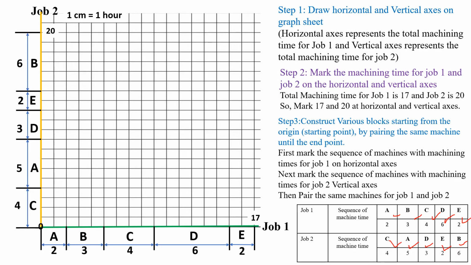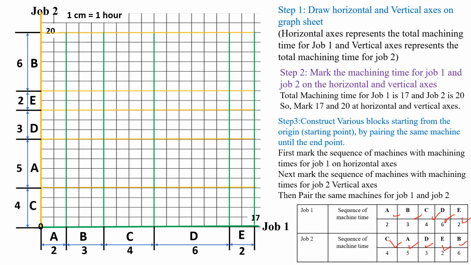Next, to construct the various blocks by pairing the same machines for job 1 and job 2. For this, first we have to draw the vertical lines for various machines at their respective machining times for job 1. Similarly, we have to draw the horizontal lines for the various machines at their respective machining times for job 2. Next we have to shade the common area for the same machine for job 1 and job 2.